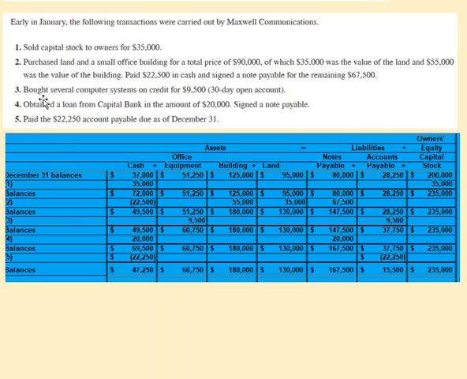Item 3, we're going to buy some computer systems on credit for $9,500. Okay, I'm going to give you another hint here. Anytime that you see bought on credit or purchased on credit, that is a red flag that it is an accounts payable. If you buy something on credit, you are going to be recording an accounts payable, okay?